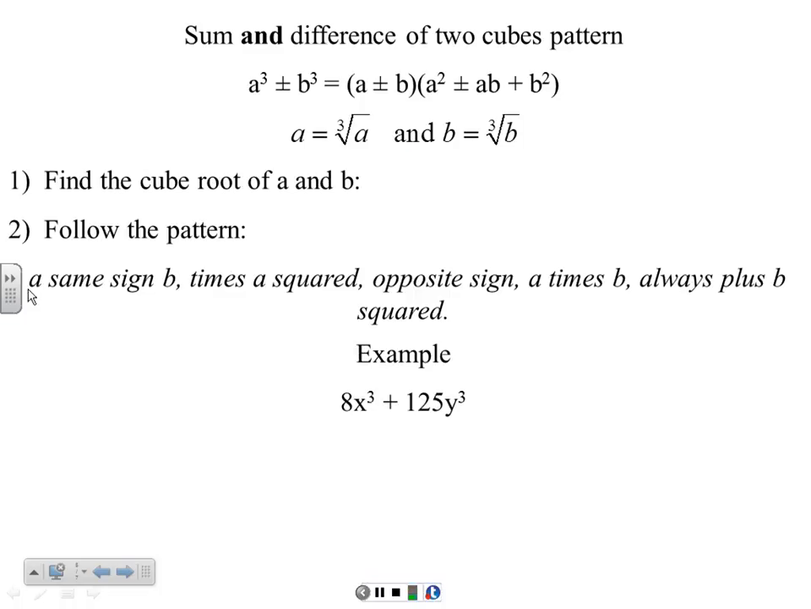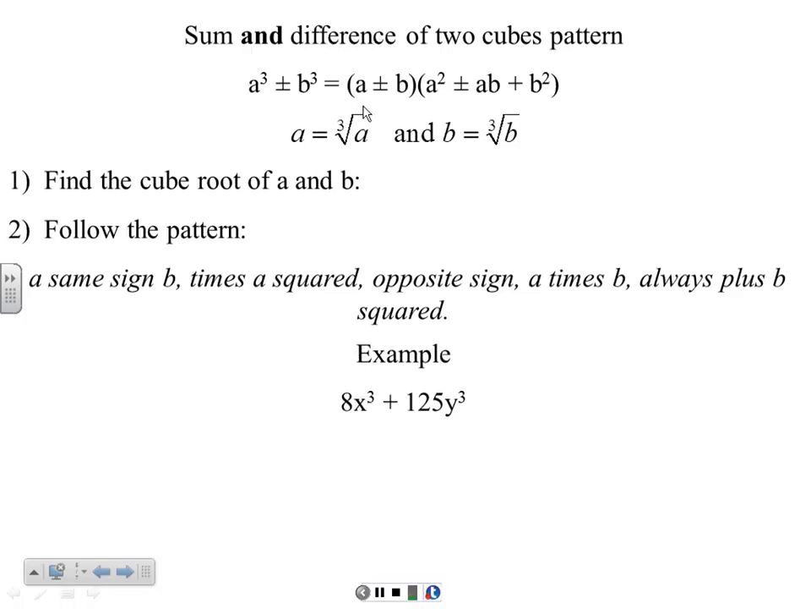You're going to have A same sign B, times A squared opposite sign A times B, always plus B squared, and you have to memorize this. If you don't want to memorize the words, then you can memorize the algebraic formula: A same sign B, times A squared opposite sign A times B, always plus B squared. That's up to you if you want to memorize the words or the pattern, but you have to memorize it.